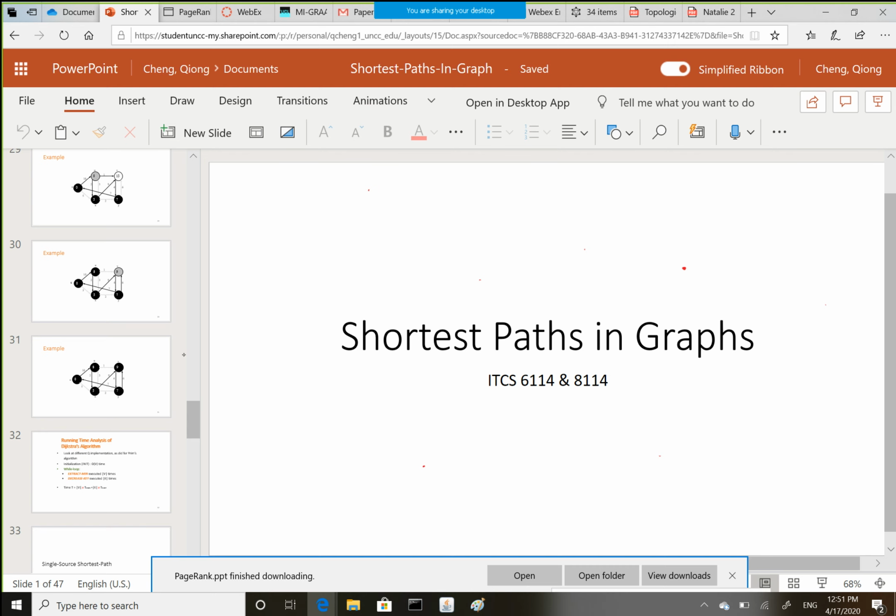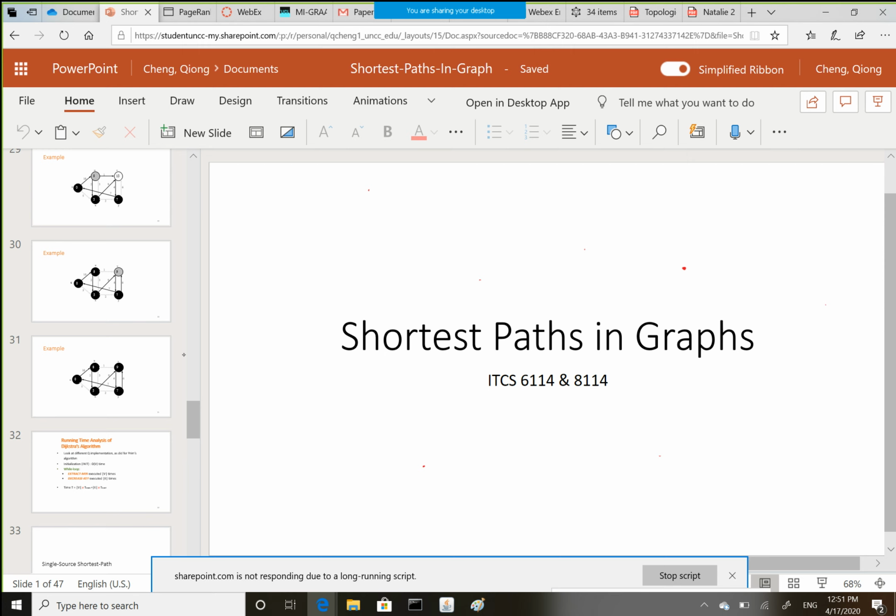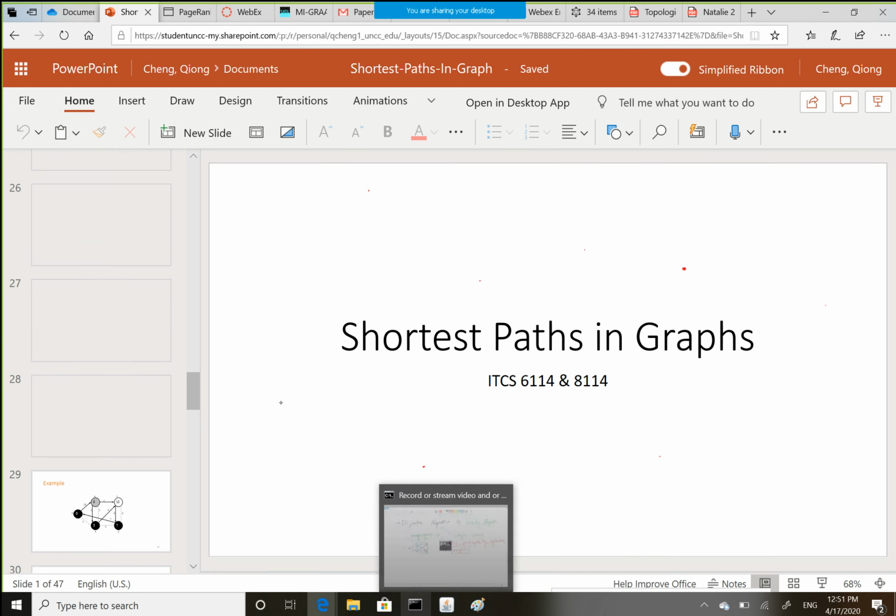On this Dijkstra algorithm, I want to get it, but maybe it's not easy to move. It's just a very slow computer. Okay, so let's see. Okay, let me write it down here. Okay, good.